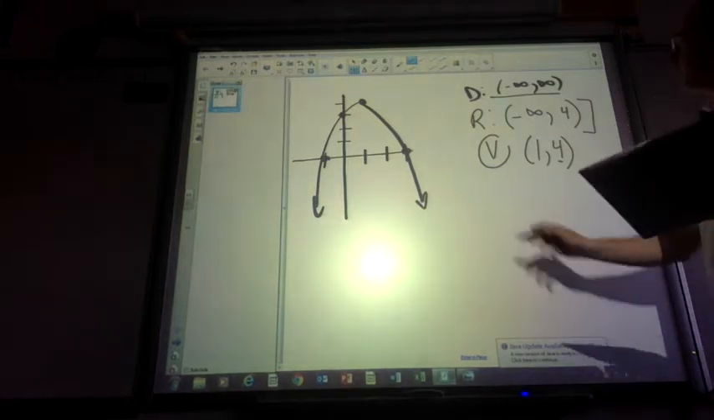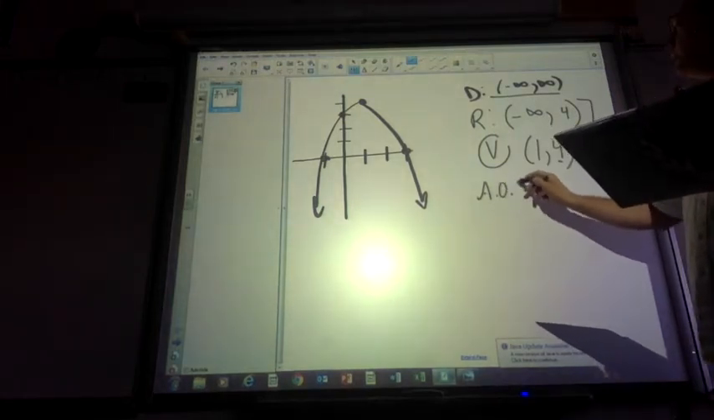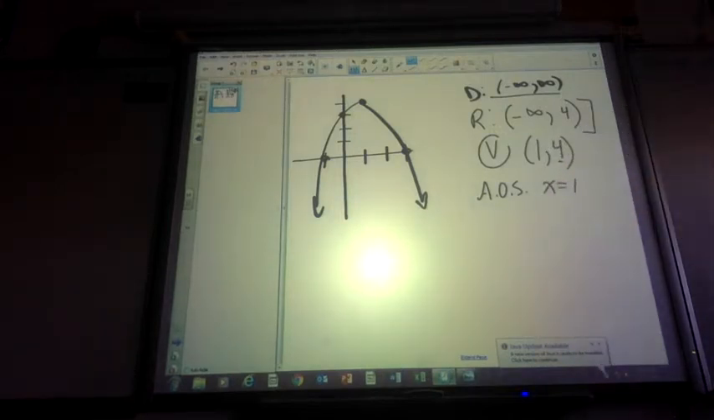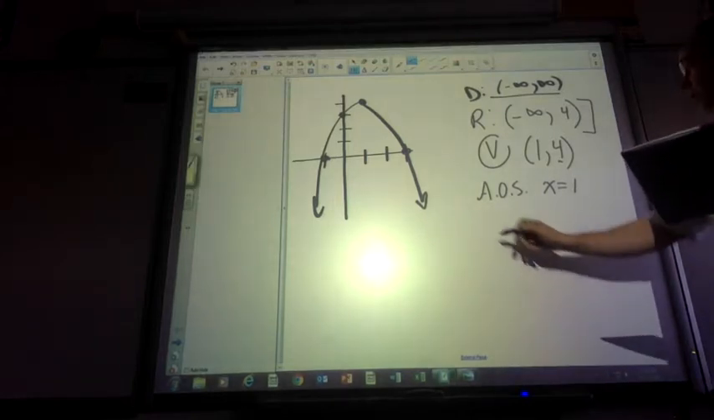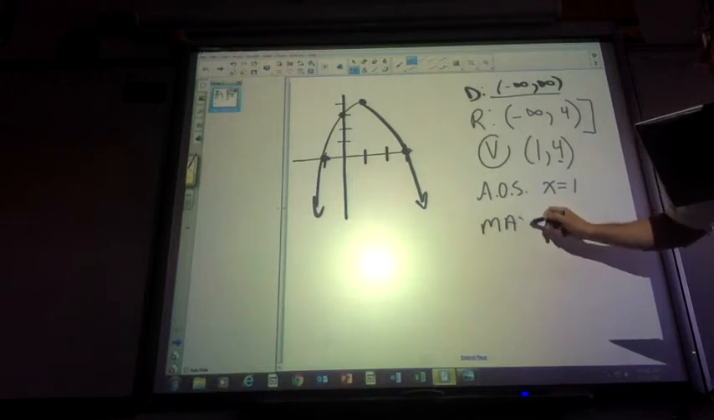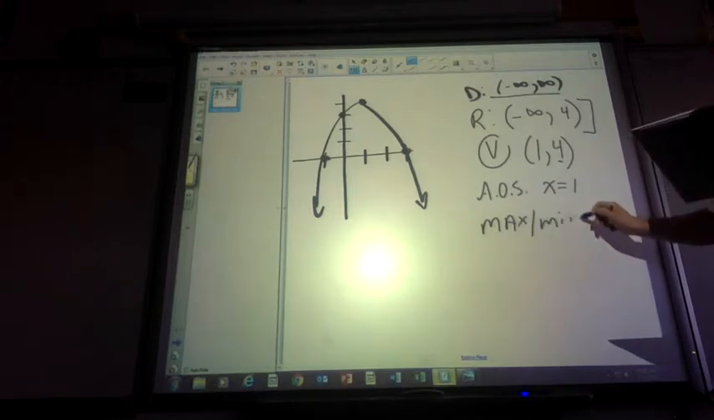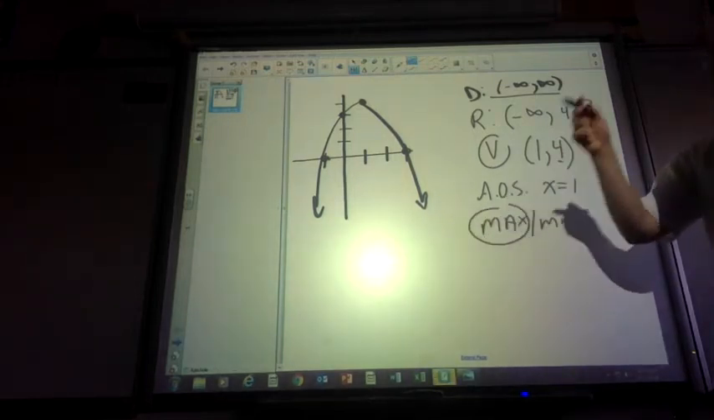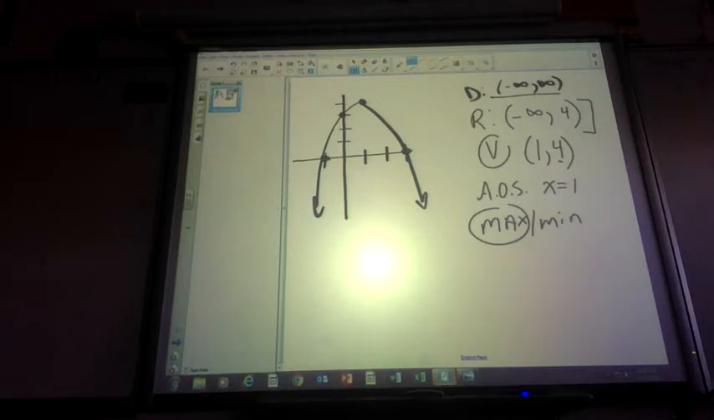And then, let's see, axis of symmetry on this one is x equals 4. Please do not forget the x equals. Then, the only thing I want you all to know on the max or the min is, is the vertex a maximum point or is the vertex a minimum point? Maximum. It's a max. Okay, any of them that open down, the vertex is your max. You don't have to worry about telling me which the maximum value is. Just tell me max or min.